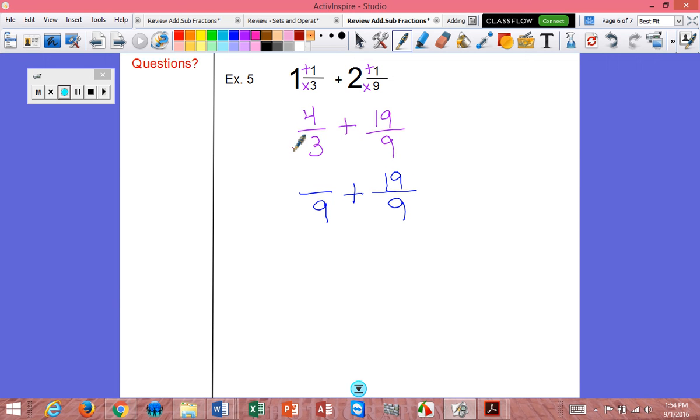Now over here on this side, I'm going from a denominator of 3 to a denominator of 9. So I want to multiply 3 times 3 to get to 9, which means I'm going to multiply 4 times 3 in the numerator and make it 12. And now we can finish. Now remember, denominator stays the same, and now I have 12 plus 19, and that is going to be 31.